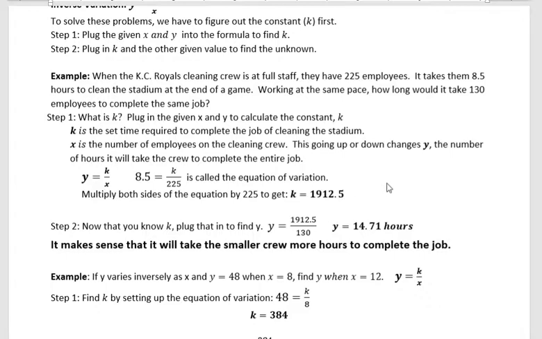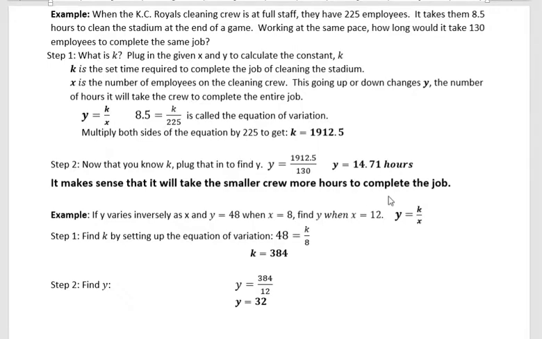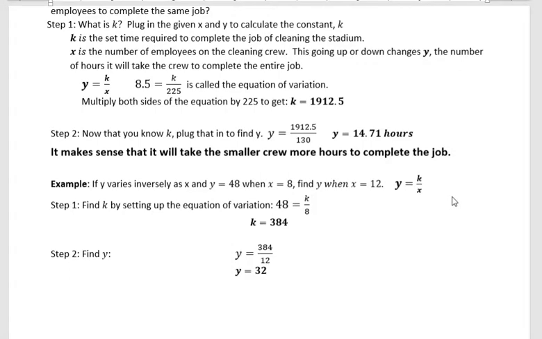So now that you know K, you plug in the K that you know, and the other value you were given. We know that now instead of having 225 employees, we have 130. So we put the 130 in, and then we divide to find out that it takes this crew 14.71 hours. It should make sense that a smaller crew is going to take longer to complete the job. One thing going down caused something else to go up.